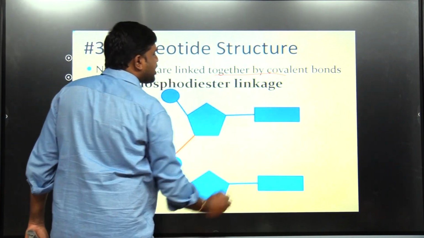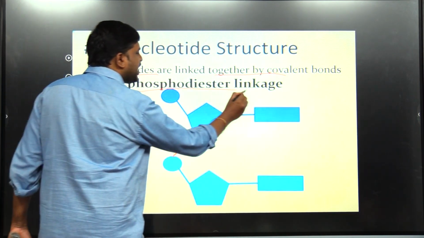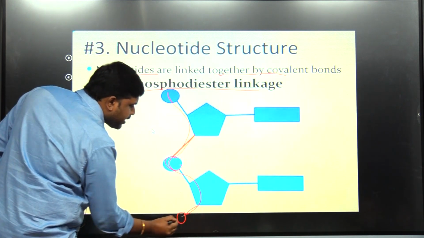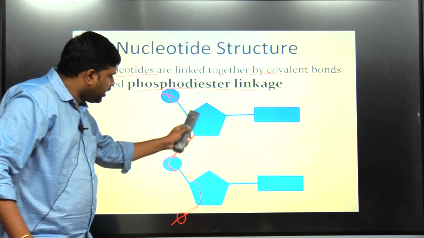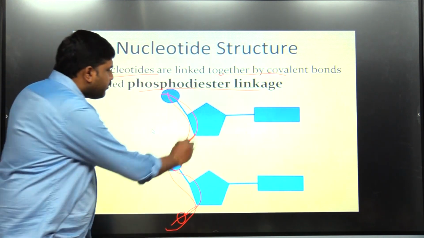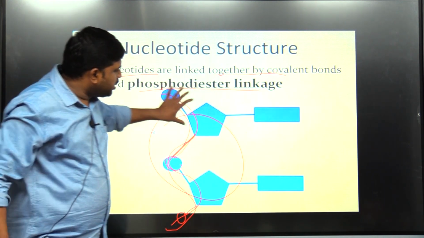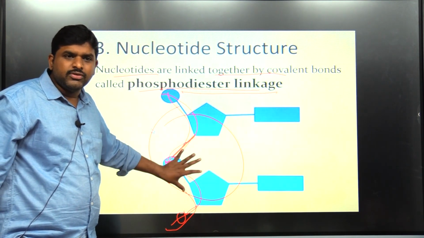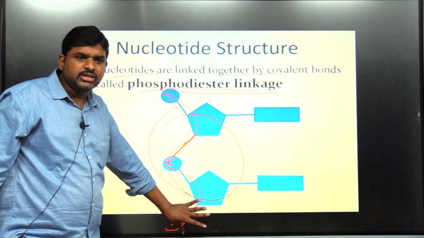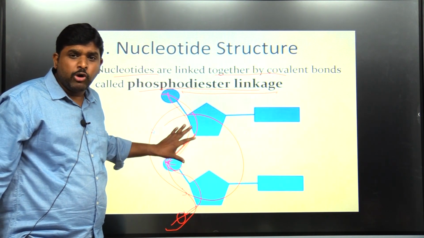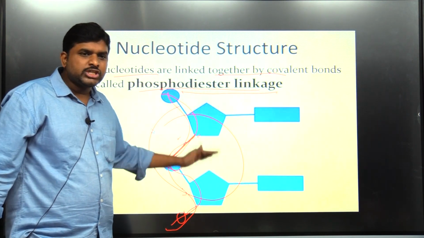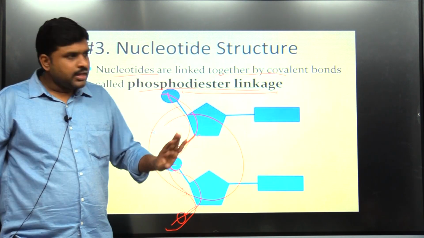Nucleotides are linked together by covalent bonds called phosphodiester linkage, like this. In this way the link will be happening. One nucleotide is joined with another nucleotide, which is joined with another nucleotide. By what? Phosphodiester linkage. A covalent bond, each associated with the other.